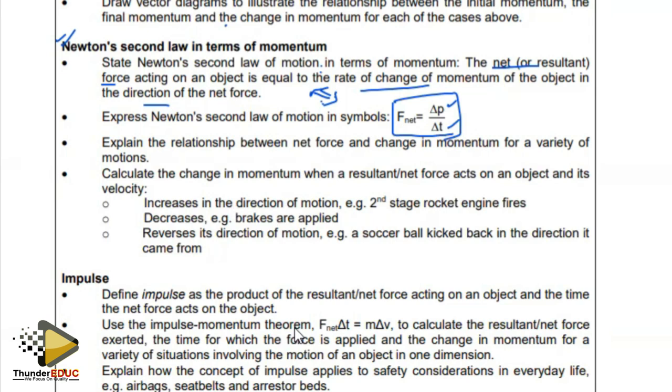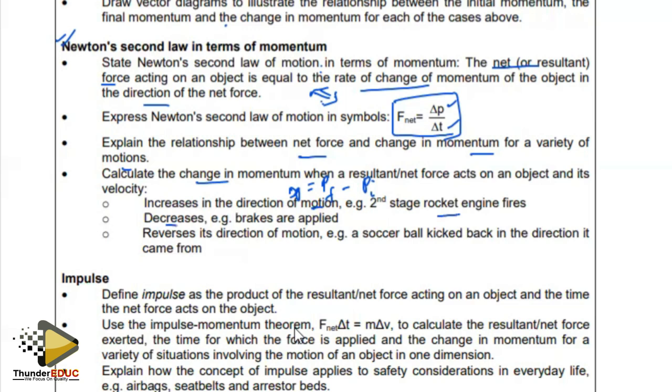Then we need to explain how the net force and change in momentum for various motions occur. And then how do we calculate the change in momentum? That is P final minus P initial. So momentum final minus momentum initial will give us our change in momentum. Okay. Then we also need to at least understand the effect that will be caused as we increase in the direction of motion, especially when the rocket engine fires.